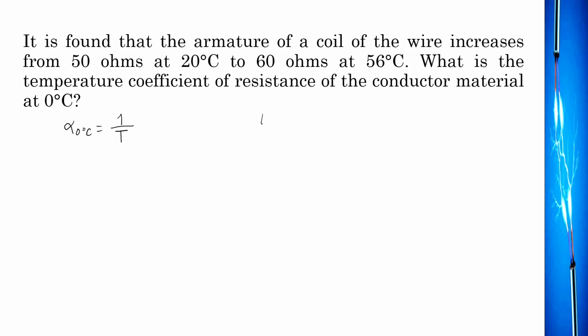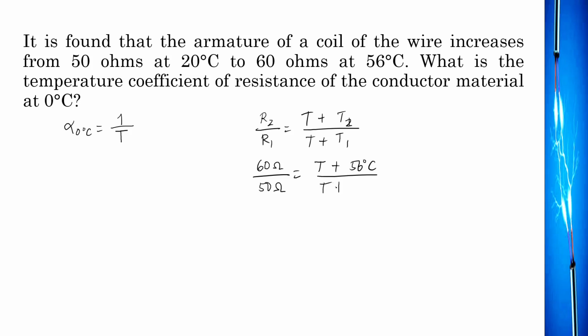So with that, siguro pwede natin gamitin yung R2 over R1 equals T plus T2 over T plus T1. Okay, so we can have dito ilagay natin siguro 60 ohms tapos 50 ohms yung R1. Tapos yung T, ito yung hahanapin natin, plus T2 56 degrees Celsius. Tapos yung isa naman ay T plus 20. So, manipulate lang natin, 60 times T plus 20 equals 50 times T plus 56. So, it's a matter of manipulation lang po. So, simplify, then transpose. Okay, multiply nyo lang, tapos transpose lang para mahanap nyo yung unknown. So, ang makukuha natin dyan is nasa 160.